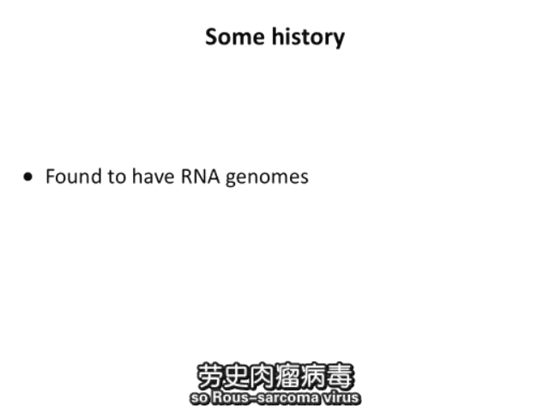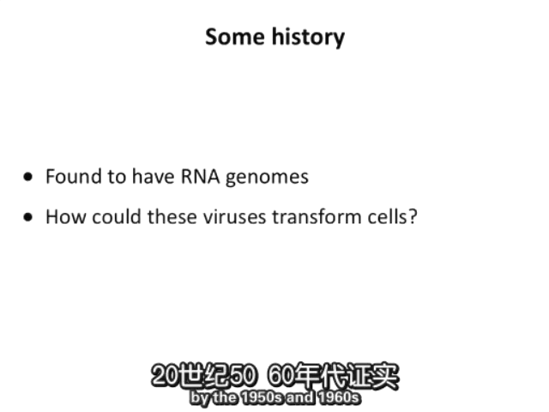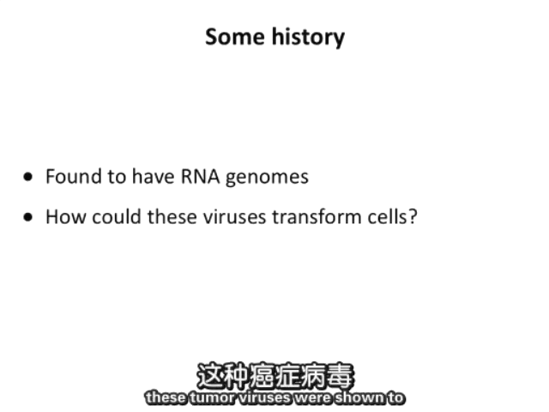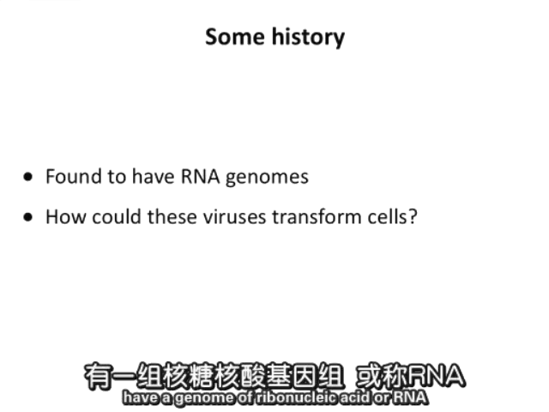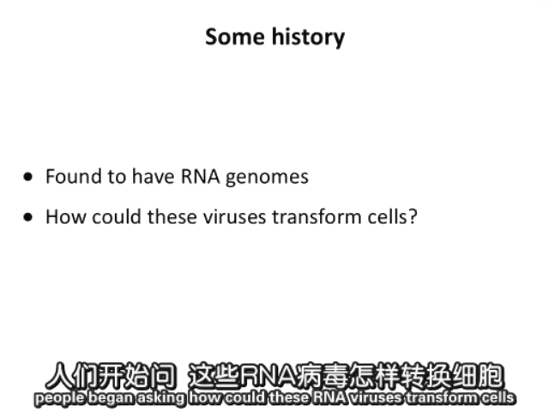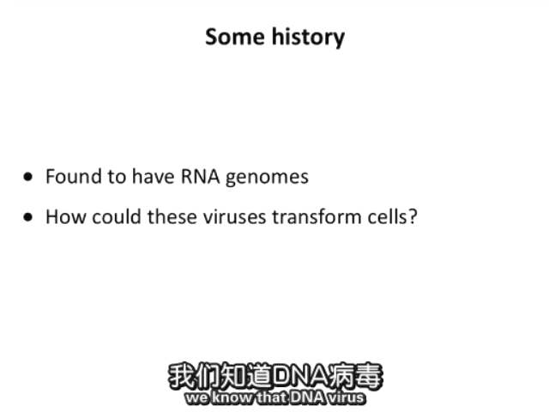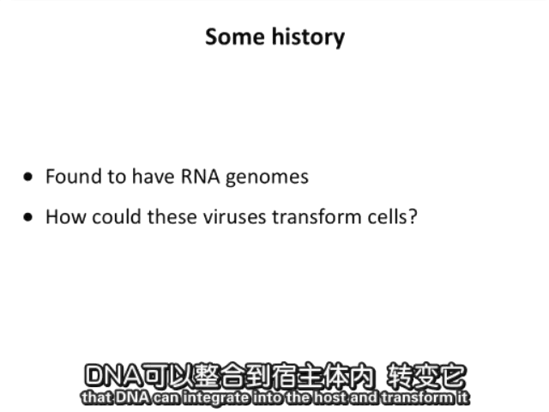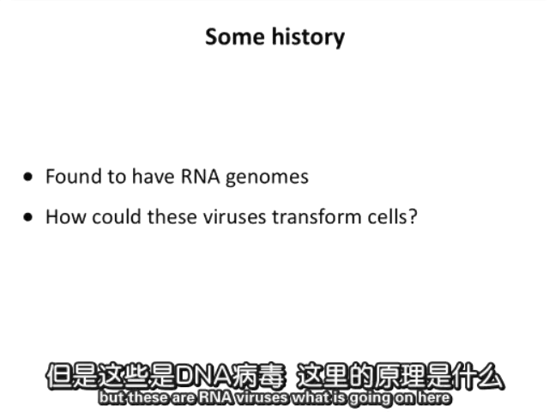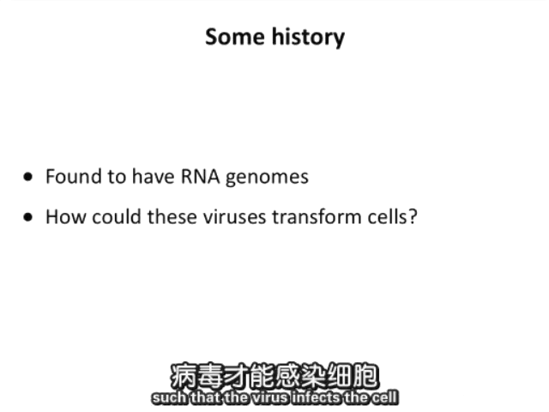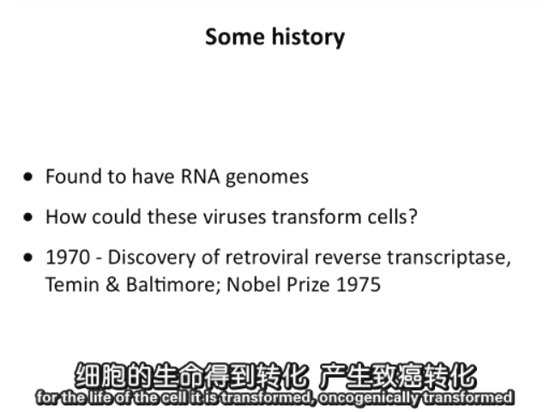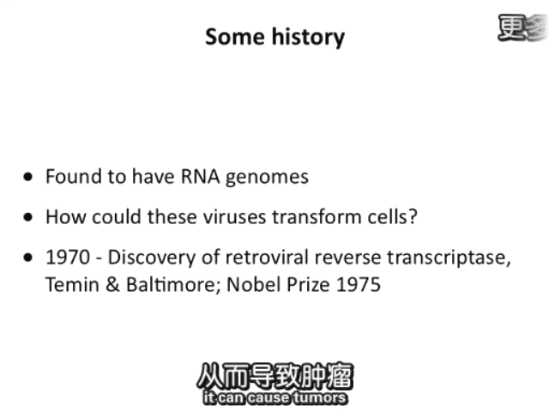So Rous sarcoma virus. By the 1950s and 1960s, these tumor viruses were shown to have a genome of ribonucleic acid, or RNA. People began asking, how could these RNA viruses transform cells? We know if it were a DNA virus, that DNA could integrate into the host and transform it, but these are RNA viruses. What is going on here? Such that the virus infects the cell and for the life of the cell it's transformed. It's oncogenically transformed. It can cause tumors.